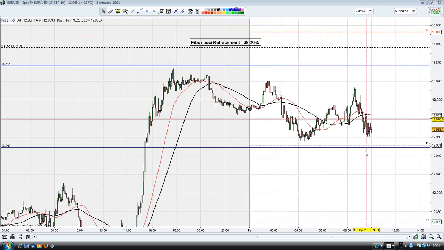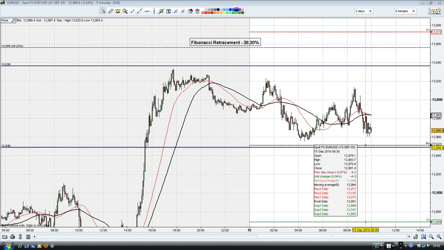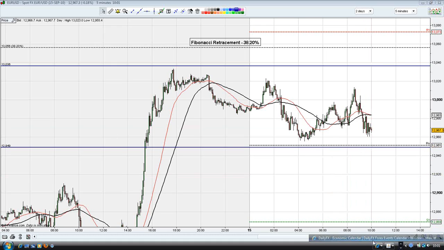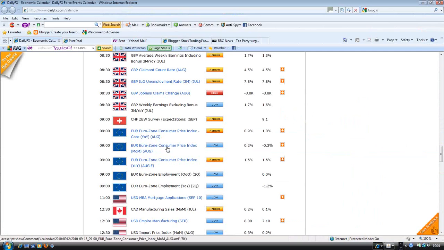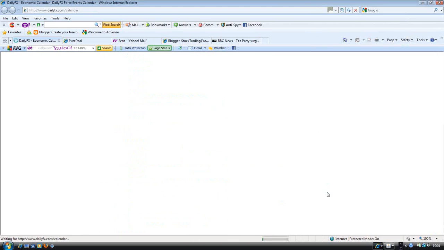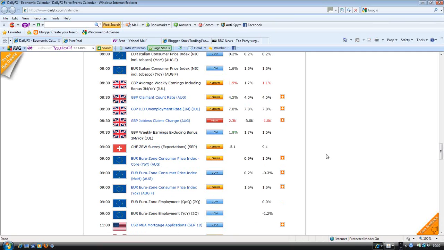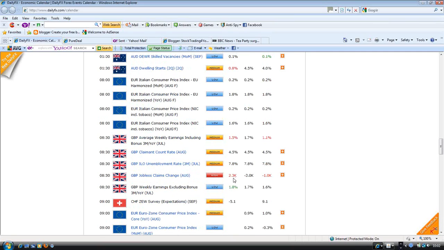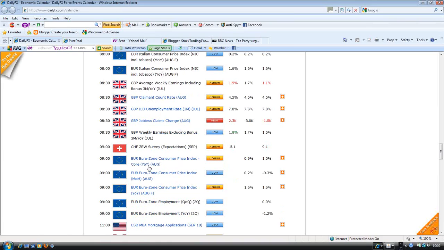Okay, so we'll give that another couple of minutes and see what happens. Okay, so the second report, the Eurozone Consumer Price Index, is now out. I'll just refresh this page and see if we can get some figures there, not that it matters to us as a day trader. As day traders, we're not too concerned. But you can see here the report for the unemployment figures for Britain, 2.3K. They haven't yet published the one for the Consumer Price Index for the Eurozone, but that's the one that's just been released now at 10 o'clock.